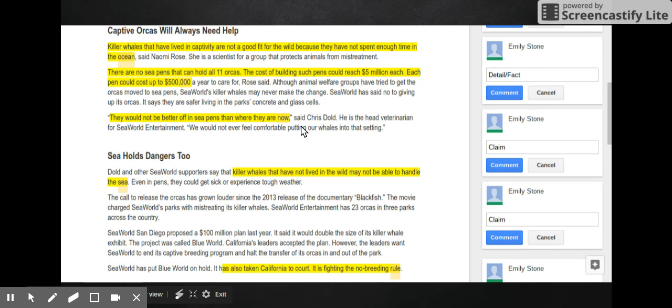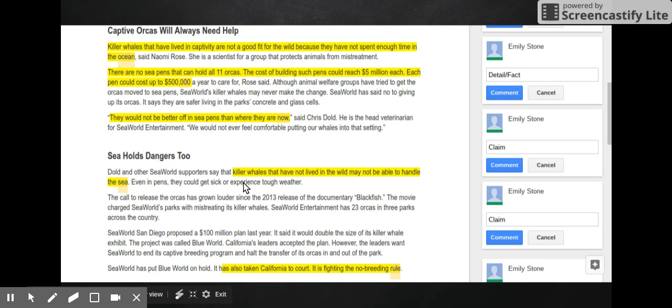Going down here, we have another claim. So it's saying that they would not be better off in sea pens than where they are now. That's also going back to what Naomi said in this first claim. So these kind of go together. Going on to the next part, the sea holds dangers too. We have killer whales that have not lived in the wild may not be able to handle the sea.